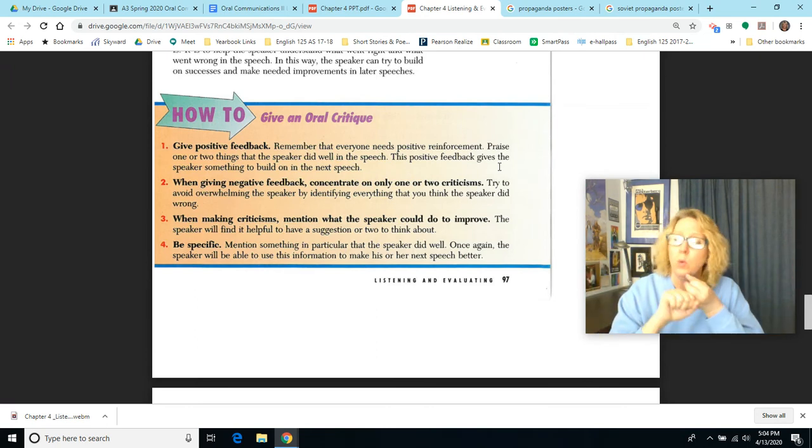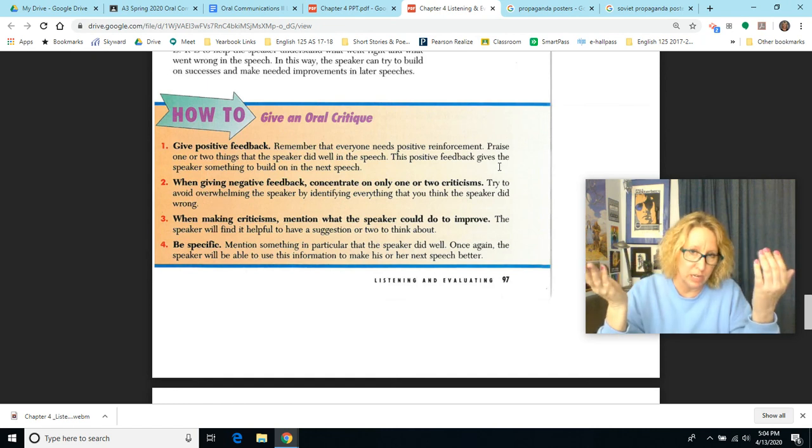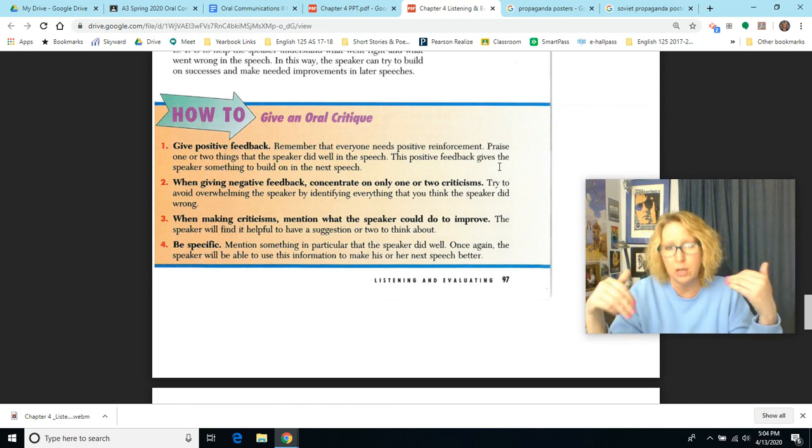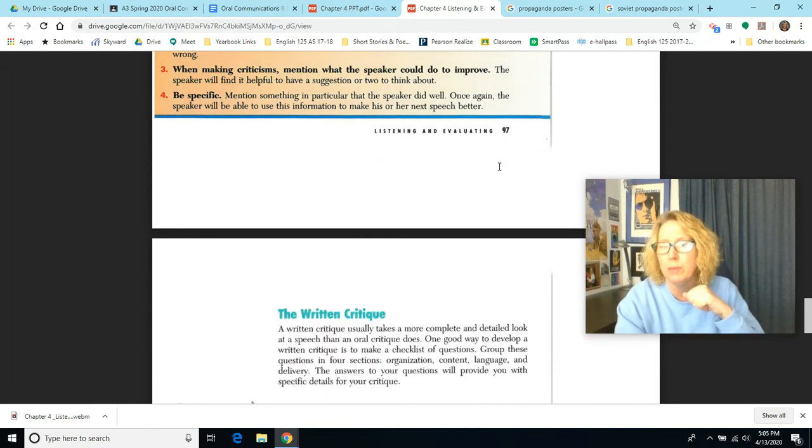Number two, when we do have to give a little bit of negative feedback, remember to concentrate on just a couple of criticisms and make it productive, make it constructive. And when you make those criticisms, you have to tell them how they can improve it. And you're very specific. Last thing is be specific. What did they do well and what can they do to make it better?